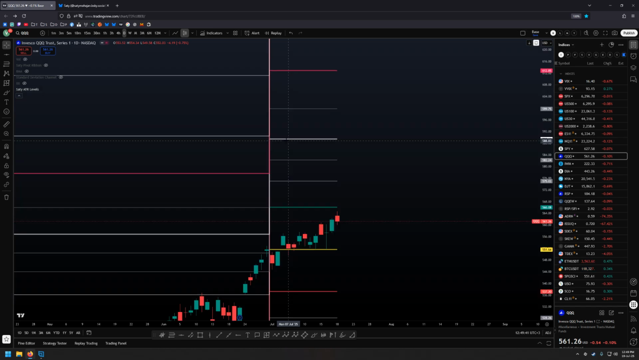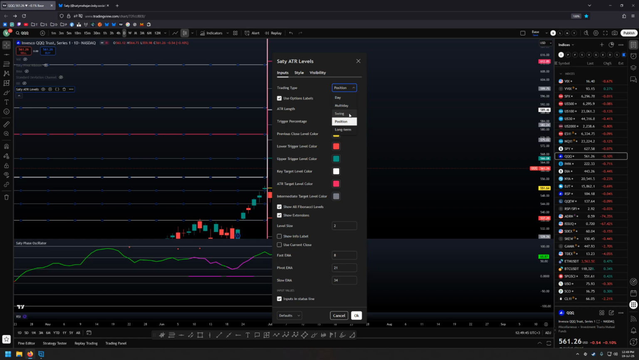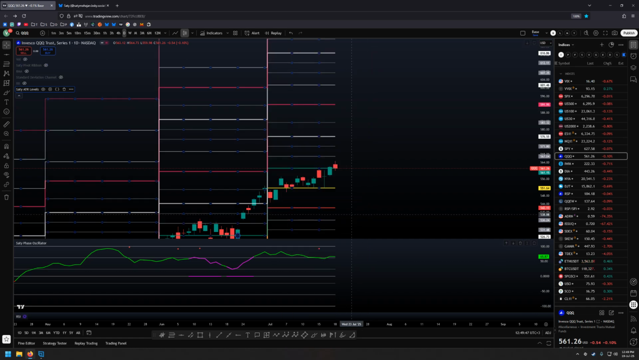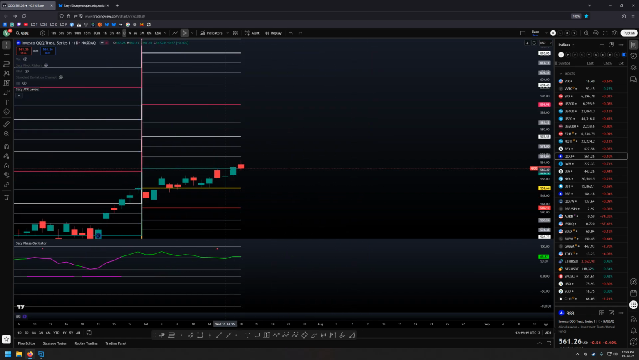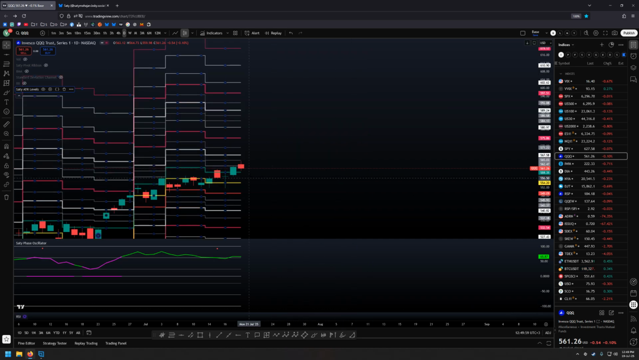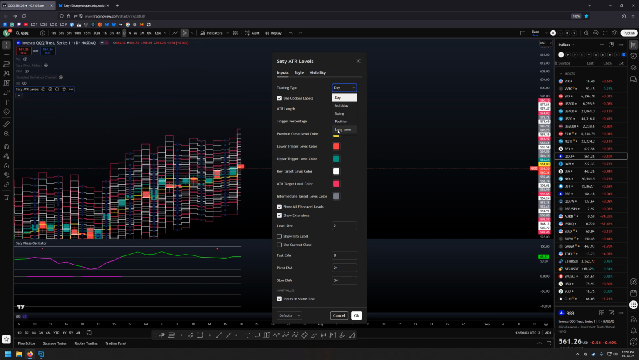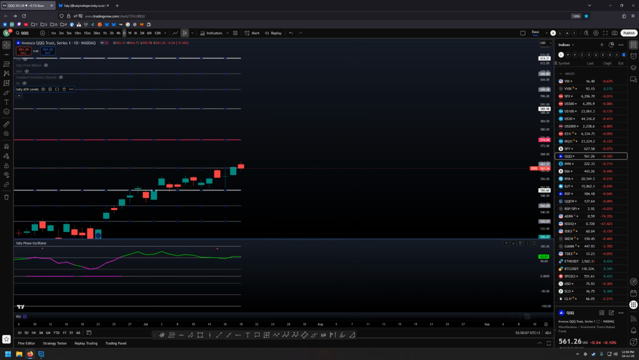Then we have swing, which is monthly, to see the monthly levels, and you can see that we trigger long on the monthly, and we should be seeing 577 eventually maybe. Then multi-day is weekly. Week just ended, and day is daily. I'll go back to days for basically day trading.